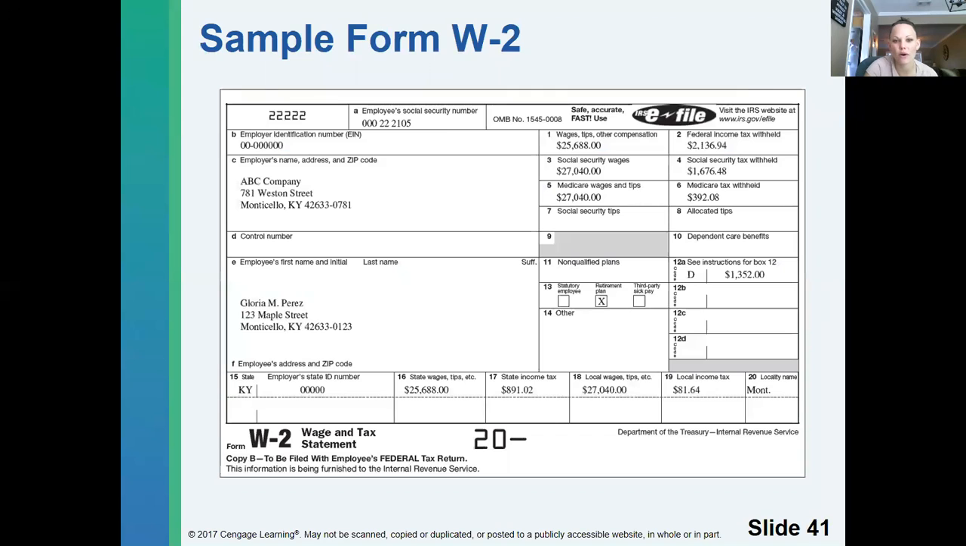So this is a Form W-2. Basically, this again is your summary that you get after you've worked, and they mail it out in January.